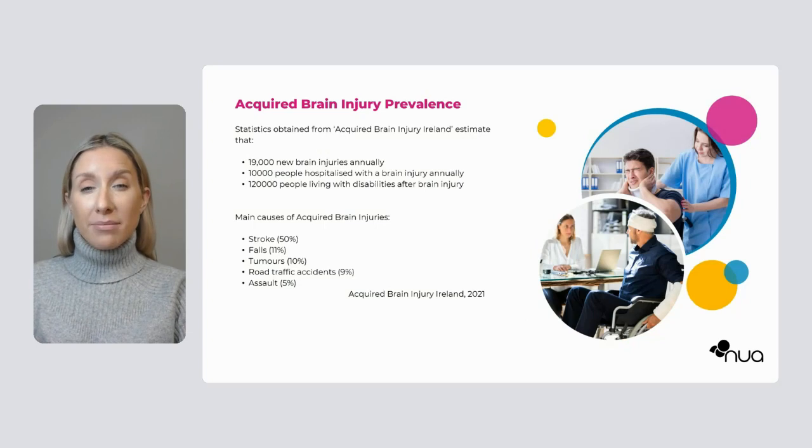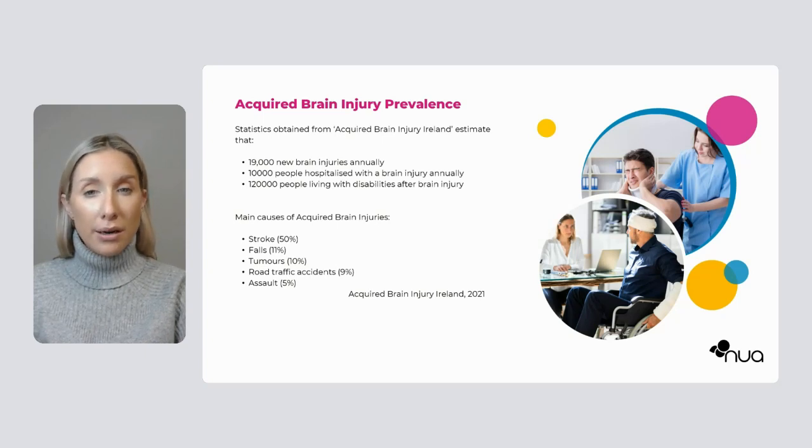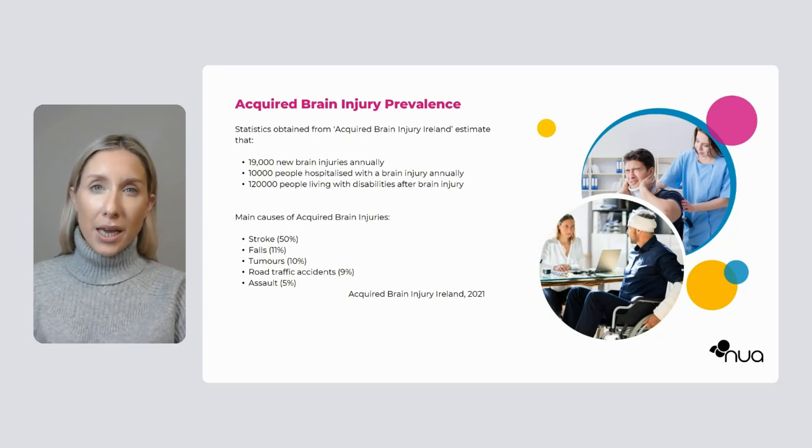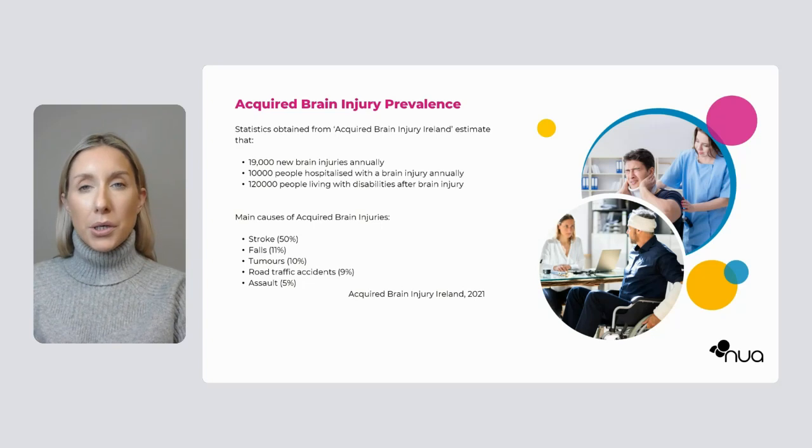Acquired brain injury prevalence. Statistics from Acquired Brain Injury Ireland estimate that there are 19,000 new brain injuries annually in Ireland. There are 10,000 people hospitalised with a brain injury annually, and there are 120,000 people living in Ireland with disabilities post a brain injury. The main causes of acquired brain injuries include stroke, which accounts for 50% of all acquired brain injuries, falls at 11%, tumours at 10%, road traffic accidents at 9%, and assault at 5%.